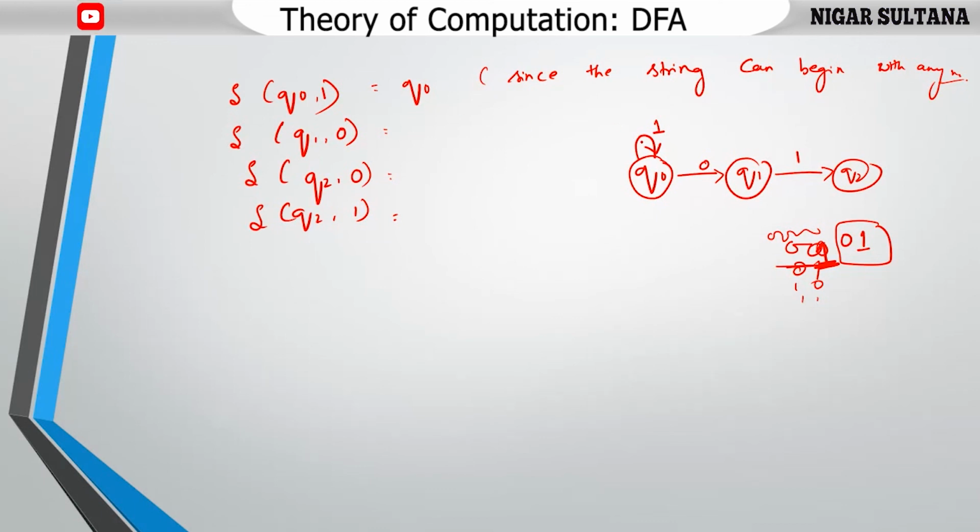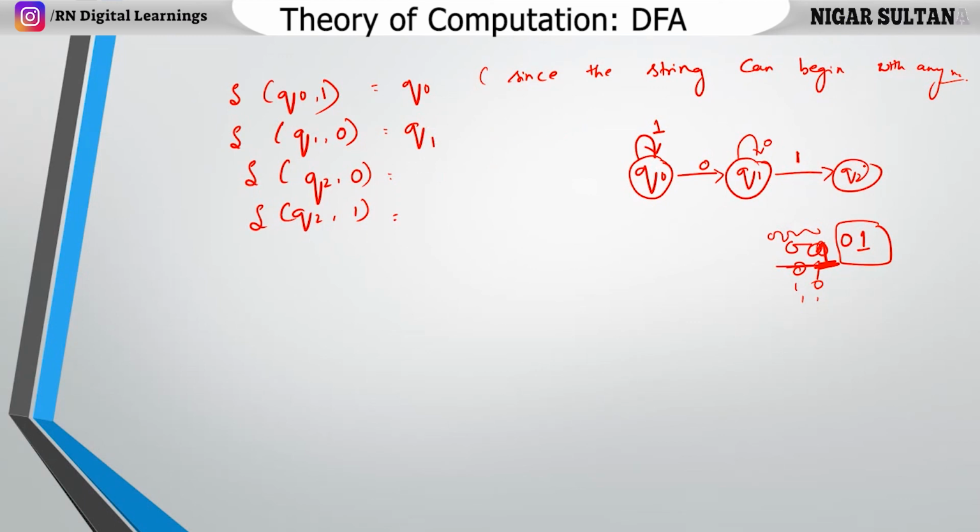Next comes from Q1, we need 0. Now, for this it must end with 0 1, right? So, 1 is already there, we need 0. So, we can give it to the same state. Then it will become 0 1 at the end of the string. Here it is Q1.